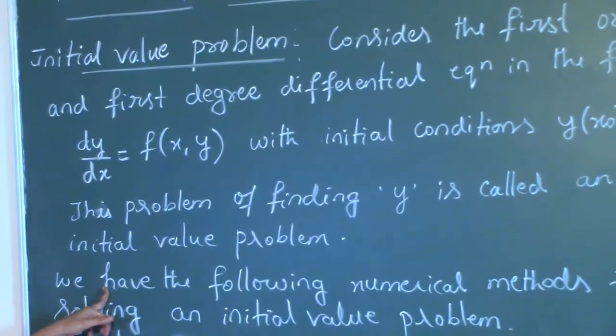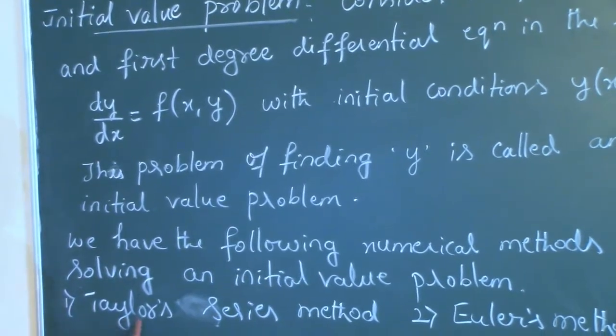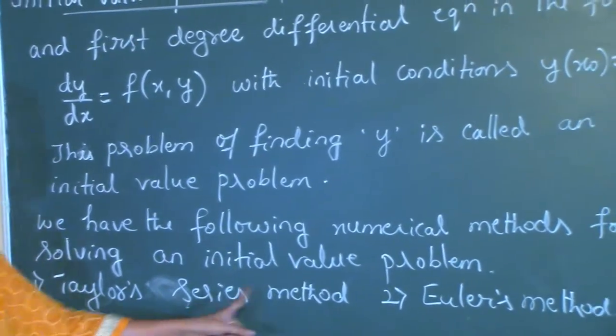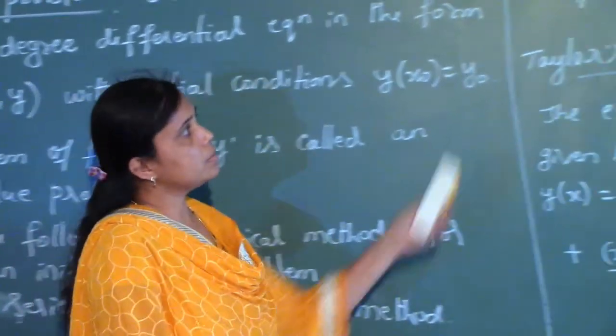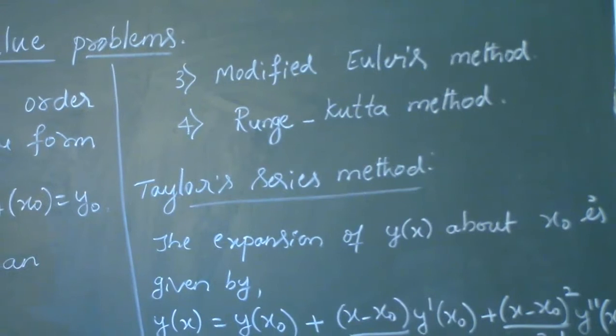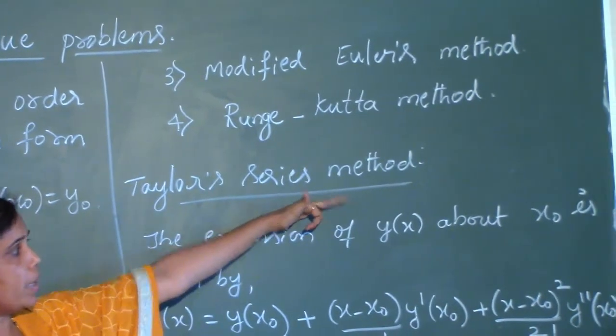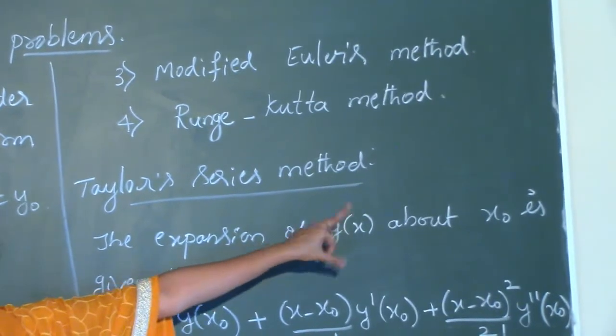So we have the following four numerical methods for finding the initial value problems. First one is Taylor series method, second one Euler's method, third one modified Euler's method, fourth one Runge-Kutta method. Now I will teach about Taylor series method to find the value of y about the initial condition x naught.